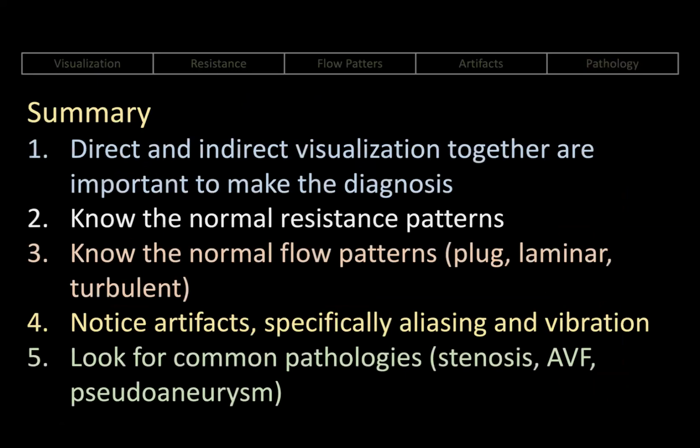So that's really it. So just to summarize, direct and indirect visualization together are important to be able to make the diagnosis, because not all of the information is given to us from direct visualization. It's important information that we get from the spectral waveforms. It's important to know the different resistance patterns of high and low resistance, to know the normal flow patterns of plug, laminar, and turbulent, and when that's normal and when that's abnormal. Notice the artifacts, especially I think aliasing and vibration are the two most important artifacts to know. And then look for common pathologies, the stenosis that we went over, arterial venous fistulas, and pseudoaneurysms.